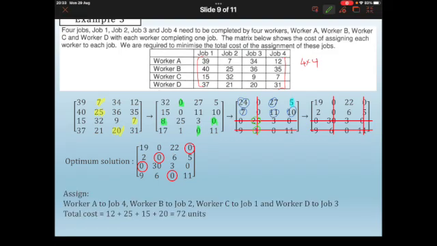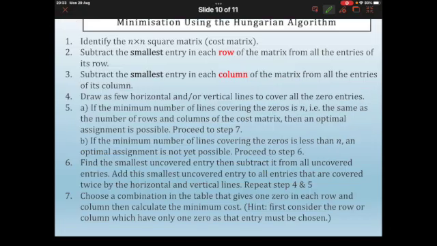And you can work out worker A to job 4, worker B to job 2, worker C to job 1, and worker D to job 3. The total cost is 12 plus 25 plus 15 plus 20, which is 72 units. Alright, this is actually the Hungarian algorithm.